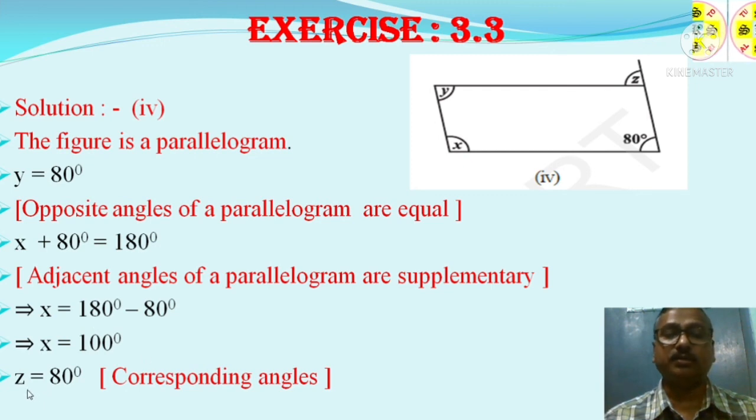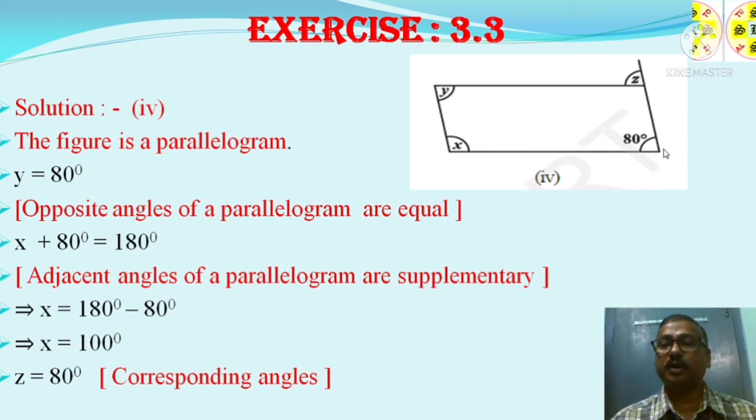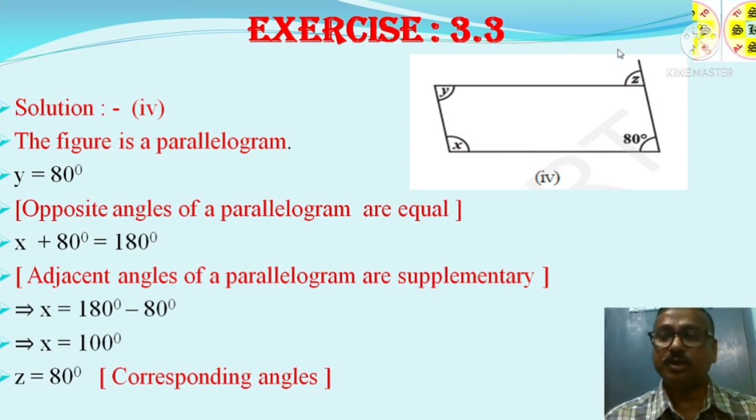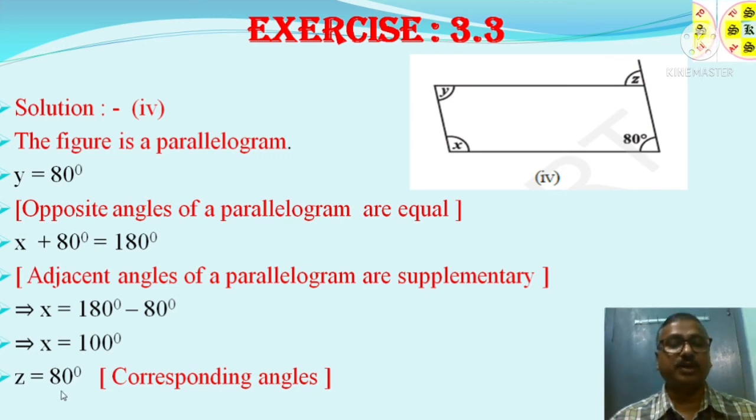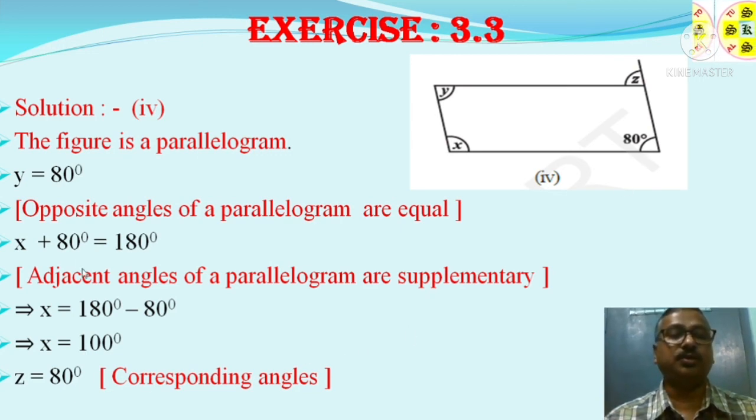Now z, this is z. These two are opposite sides of a parallelogram, parallel. So this is the transversal. This angle and this angle are corresponding angles. So z is 80 degrees. So ultimately we get x equals 100, y equals 80, z equals 80 degrees. So from this figure, part 4, x, y, z are all known.